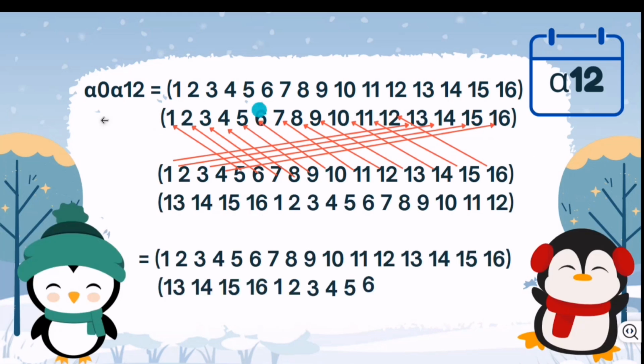And now alpha sub 0 and alpha sub 12, same as alpha sub 0 and alpha sub 7, the result here is alpha sub 12, because if we combine or operate the element to the identity element, the result is that element, which is alpha sub 12. So alpha sub 0 star alpha sub 12 is equal to alpha sub 12.